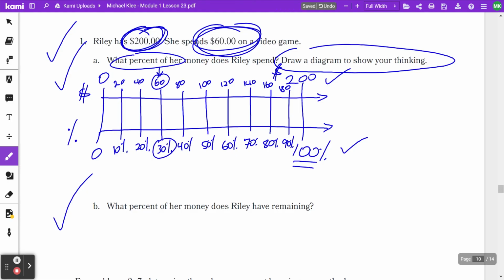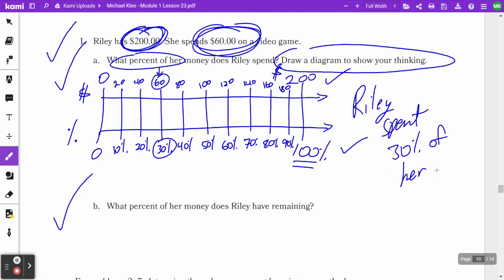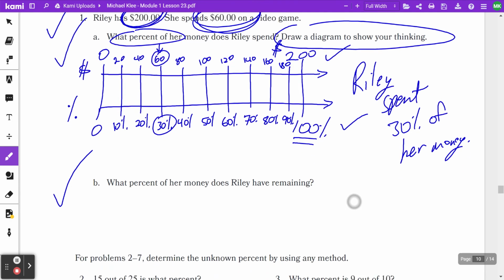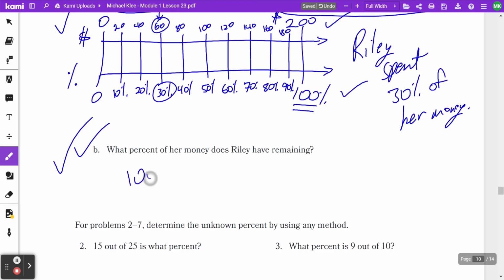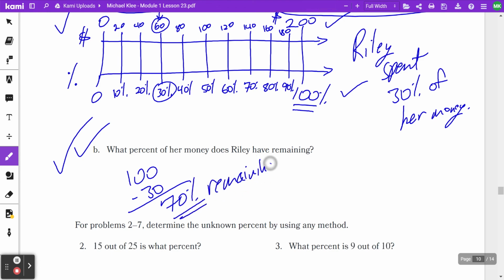So what percent of her money does she spend? Well, Riley spent 30% of her money. Sorry about my handwriting there. And what percent of money does she have remaining? Well, if she had 100% and she spent 30%, that would mean that 70% is remaining.